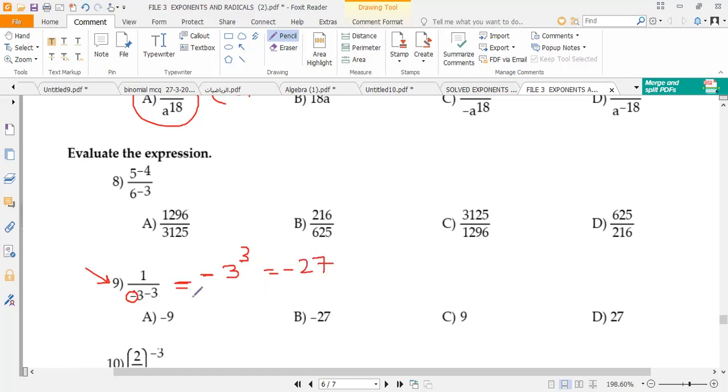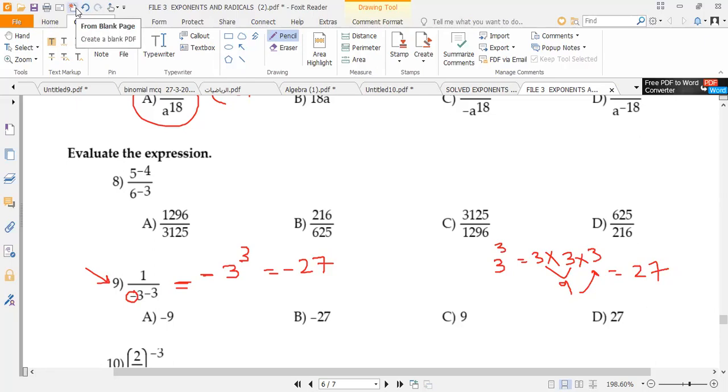You understand the concept? Okay. How did it become 27? 3 to the power of 3 means 3 times 3 times 3, so this is 9 times 3, which is 27. Okay, yes, I understand now. I want to write it down.